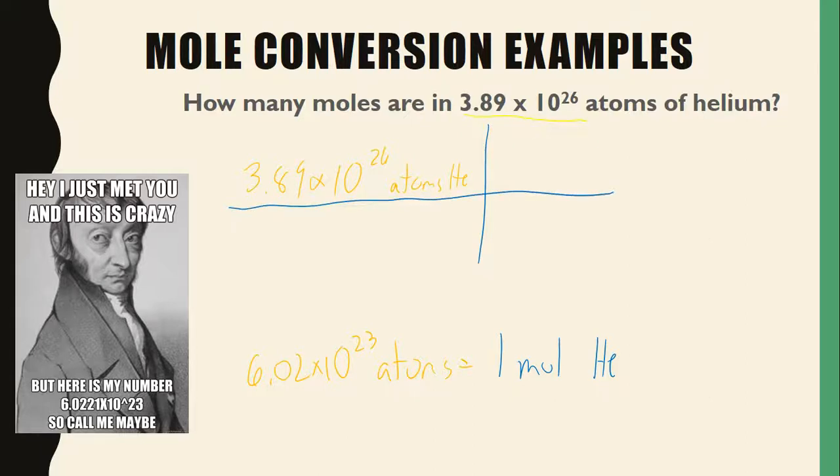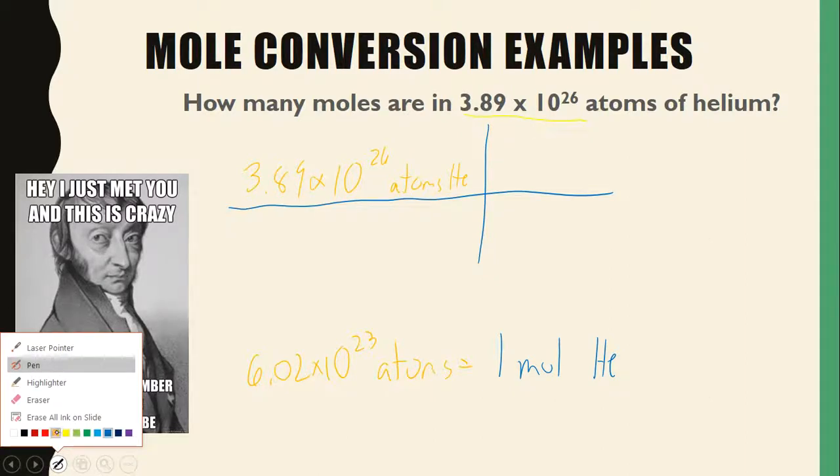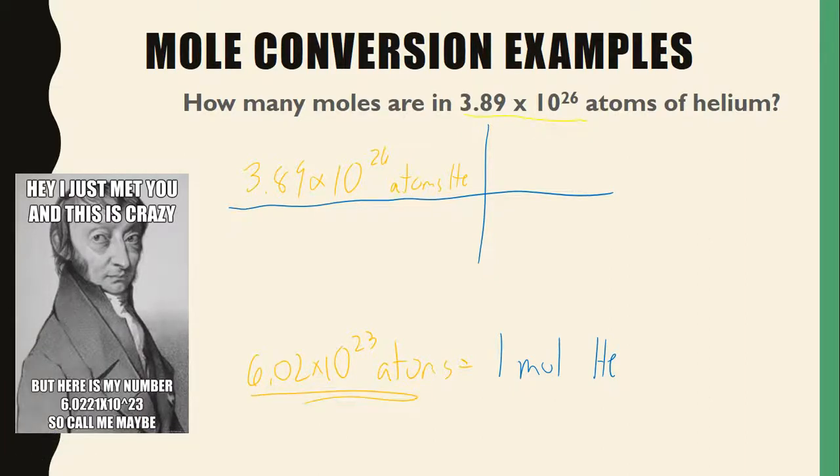All right, so we need to get rid of atoms and we want to get to moles. So we're going to put the atoms in the denominator, 6.02 times 10 to the 23rd atoms. And that will cancel out the atoms of helium. And then the 1 mole of helium will go in the numerator.